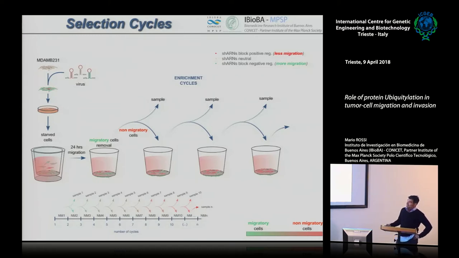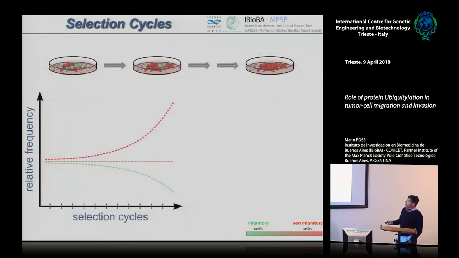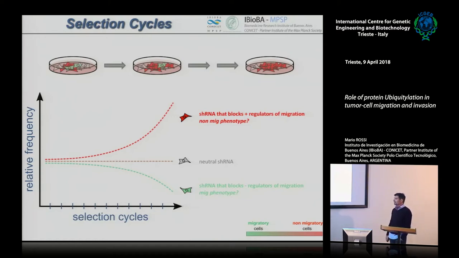And then we seeded them in the upper compartment, we let them migrate, and then we recovered the cells that didn't migrate. And what we did is apply several rounds of amplification, trying to enrich in the population the shRNAs which we are targeting. In this case, we were interested in positive regulators of migration, so genes that when you knock them down, the cells stop migrating. And so what we expected is that during the selection process, the shRNAs that block migration would be enriched, the ones that promote, that induce more migration, would be lost, and the neutral ones would also be reduced.